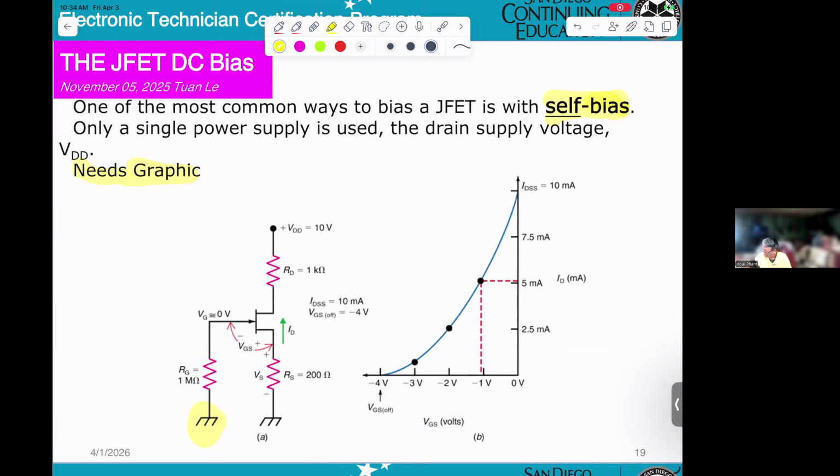Looking at the picture here, they give you the circuitry. VG equals 0. IDSS equals 10 milliamp, VGS off is minus 4.